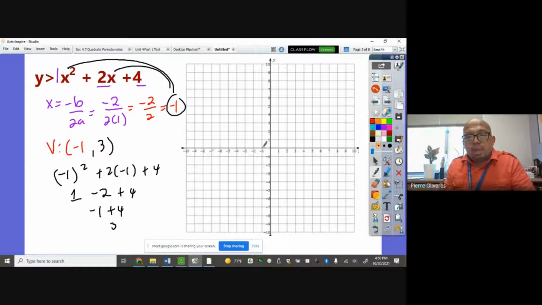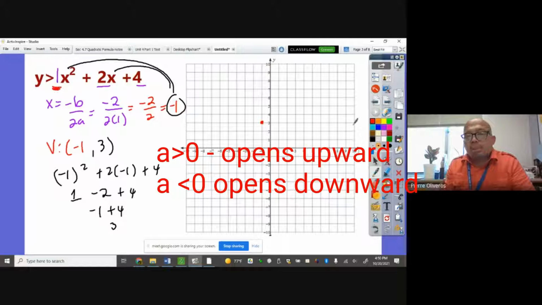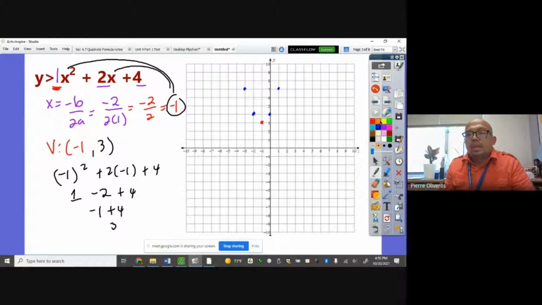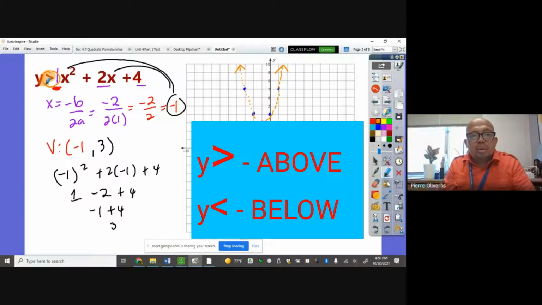And you're going to go to negative 1 up to here. The value of a here is positive, so you're going to go up, using 1, 3, 5: up 1 over, up 3 over, and reflect on the other side. And if you notice, this is greater than, so it's going to be a dotted line. And we're going to shade here according to the instruction. If it's greater than, we're going to shade above. We assume the answer is this one.